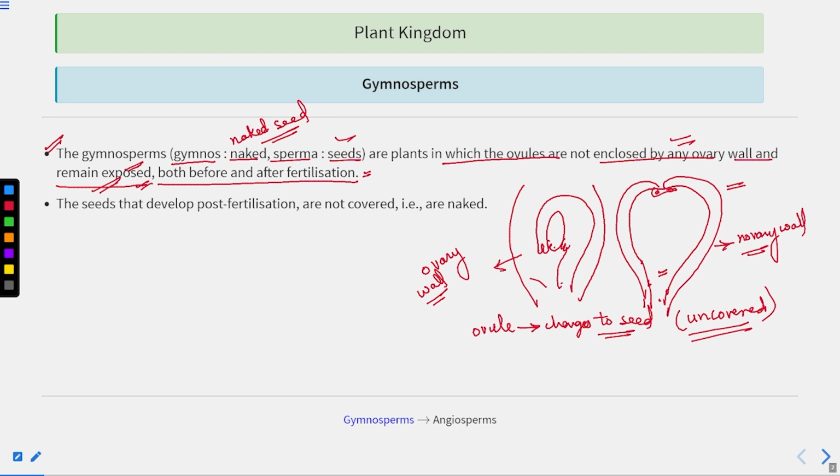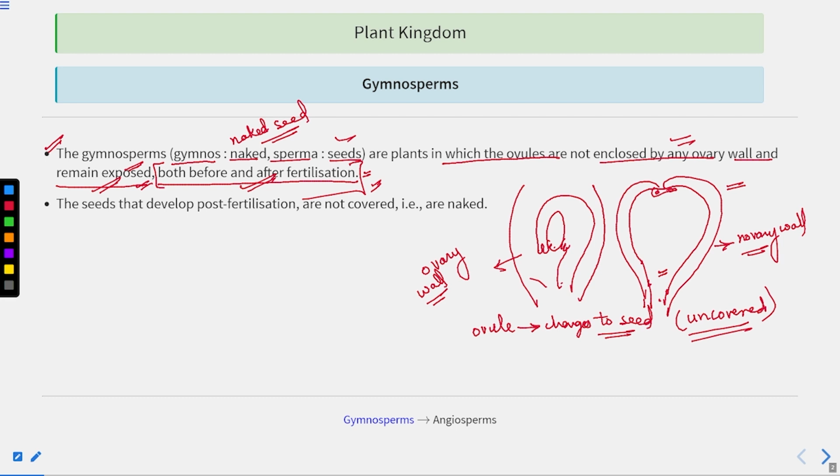It is not only exposed after the fertilization, but this ovule is exposed before the fertilization as well. It is not having any type of covering outside, whether before fertilization or after fertilization. So this is a very unique feature of the gymnosperm, and you cannot see this type of feature in the lower plants, whether bryophytes or pteridophytes.